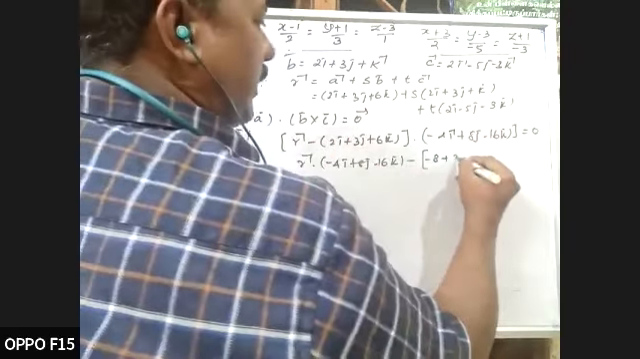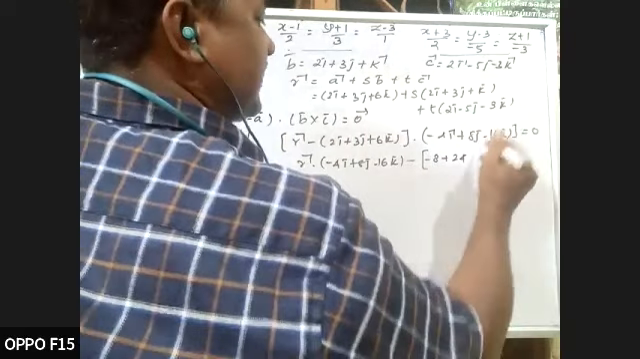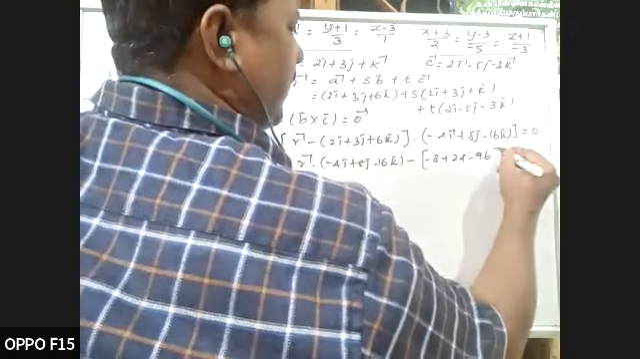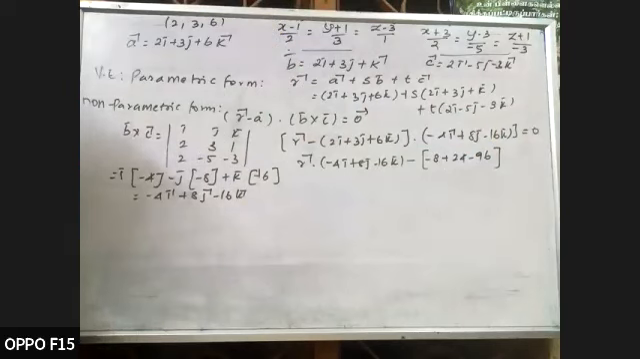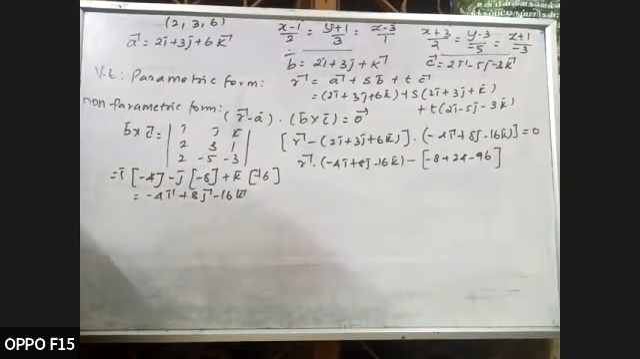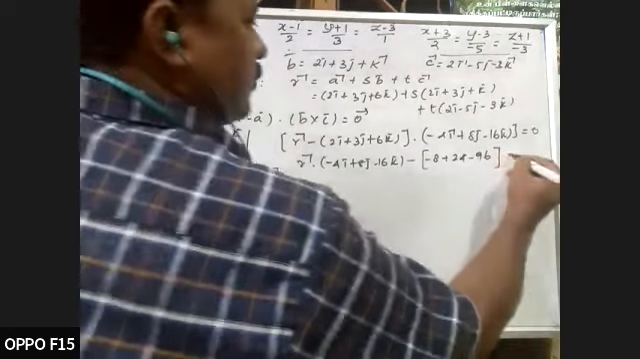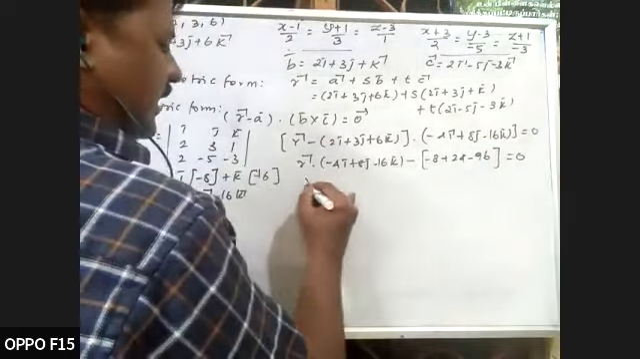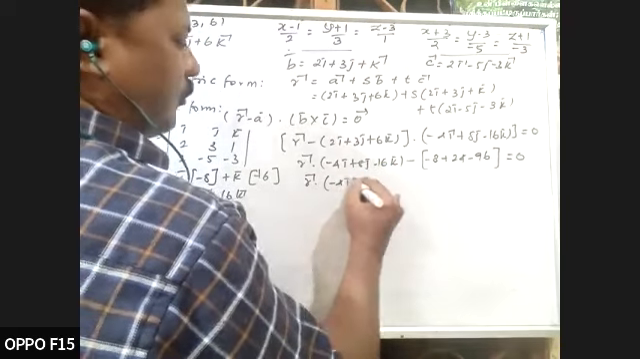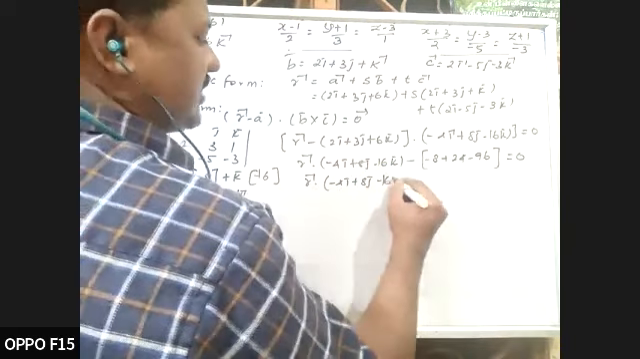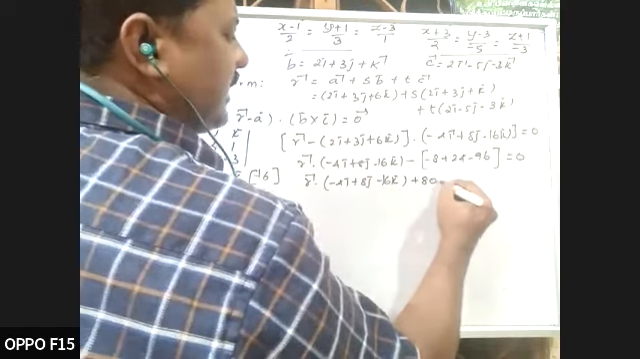3 into 8, 24. Minus 6 into 16, which is equal to minus 96. Minus 96, minus 8, minus 104, minus 104 plus 24, minus 80, which is equal to 0. Minus 80 into minus, plus 80. So r vector dot minus 4i plus 8j minus 16k vector plus 80 equal to 0.